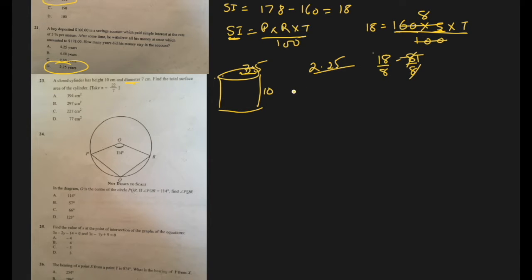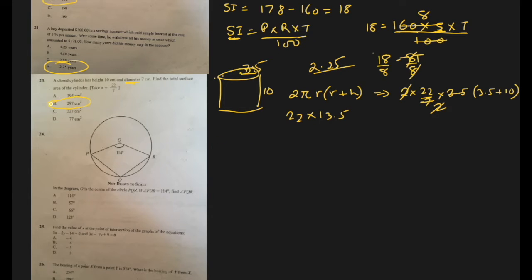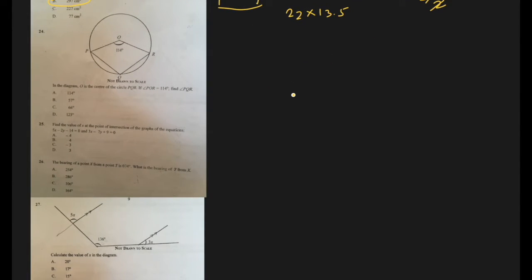Not a big deal. So the total surface area of a cylinder is 2 pi r times (r plus h). Just plug in the values. 2 pi r plus h. This and this cancel. 2 and 2 cancel. Answer is 22 times 13.5, which will be 297 centimeters square. Done. Question number 24.